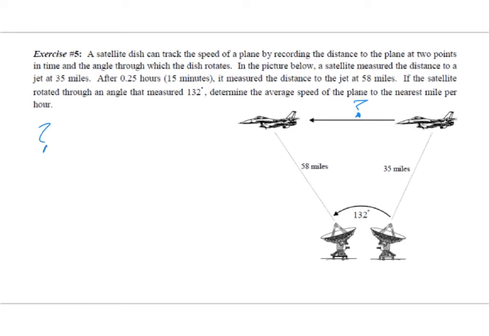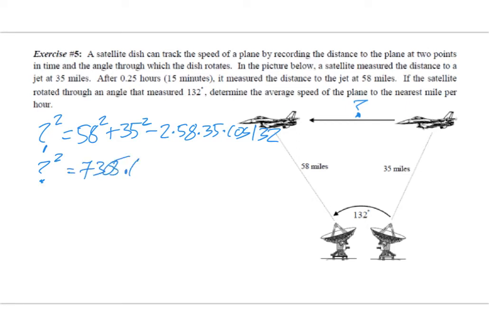That's what we're trying to figure out. So question mark squared is equal to 58 squared plus 35 squared minus 2 times 58 times 35 times cosine of that angle, 132. This is one of those beautiful ones. You can type that whole thing in on a calculator. And when I press enter, I get 7305.67. Taking the square root, we get 85.47. But that's not the end of this problem.